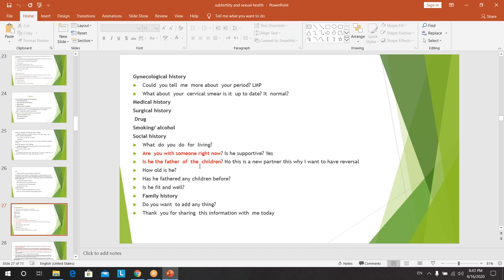Is he the father of these children? She will say no, this is a new partner, and he wants to have a baby, and he supports me in my choice. How old is he? He asked about the partner. Maybe he is over age, he has a medical problem. So after doing reversal of sterilization, she will not be able to become pregnant either. So ask about the age, has he fathered children before, is he fit and well. This is regarding the partner. Then complete her history, any family history. Do you want to add anything?